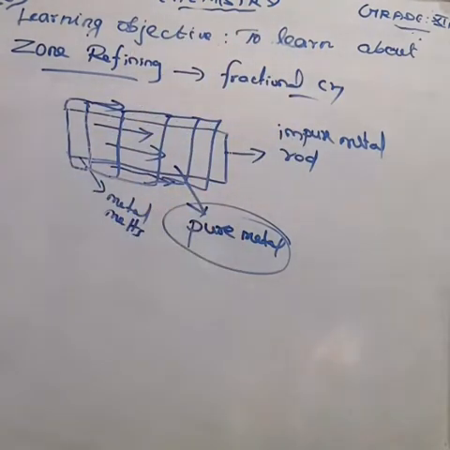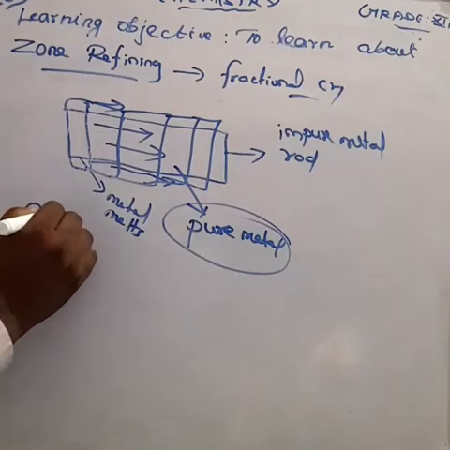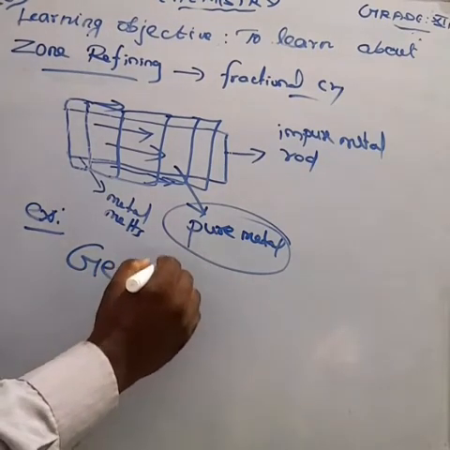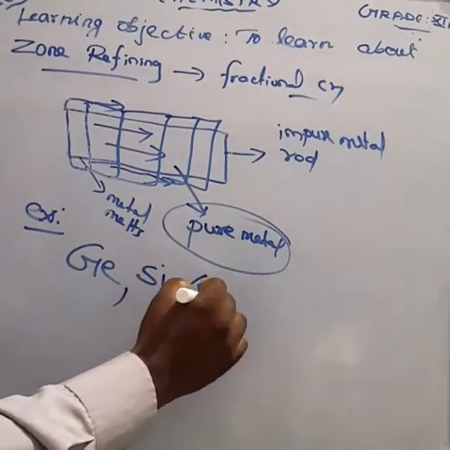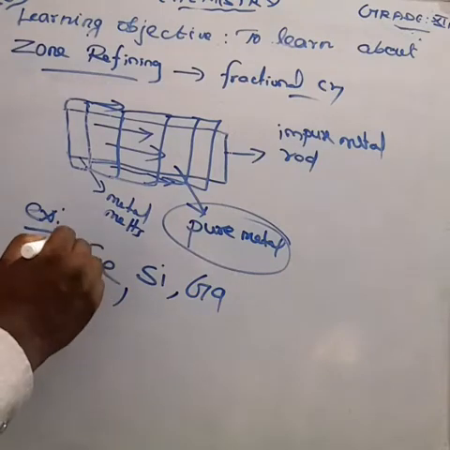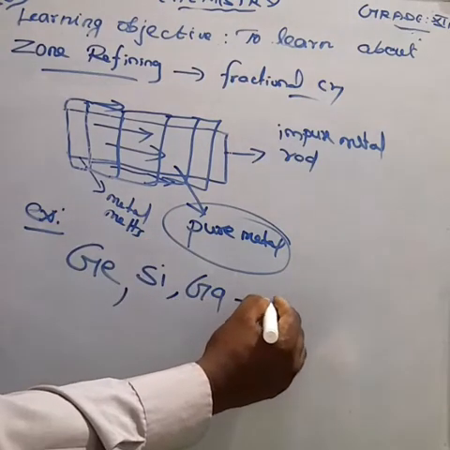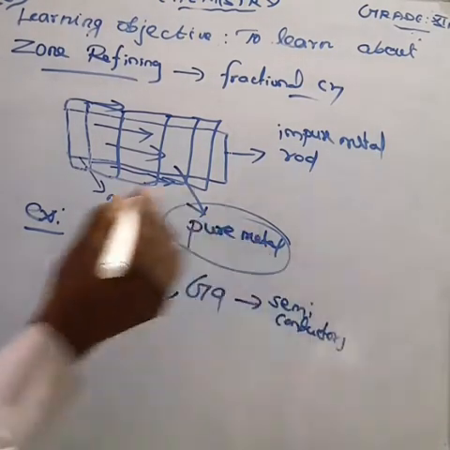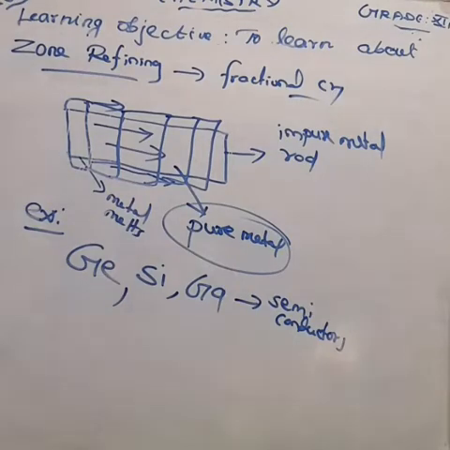Here, what are the examples of zone refining? Number one, germanium. The symbol of germanium is Ge. Next, silicon, Si. Next, gallium, Ga. These are the three examples. These elements are refined using this process and are used as semiconductors. All of you know that silicon is used as a semiconductor, am I right? Germanium and gallium are also used as semiconductors.